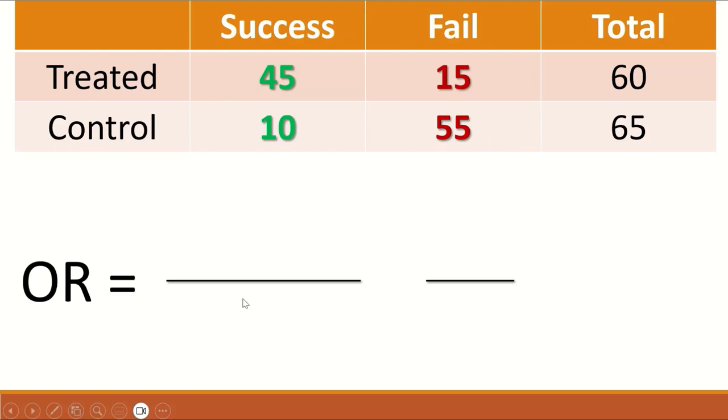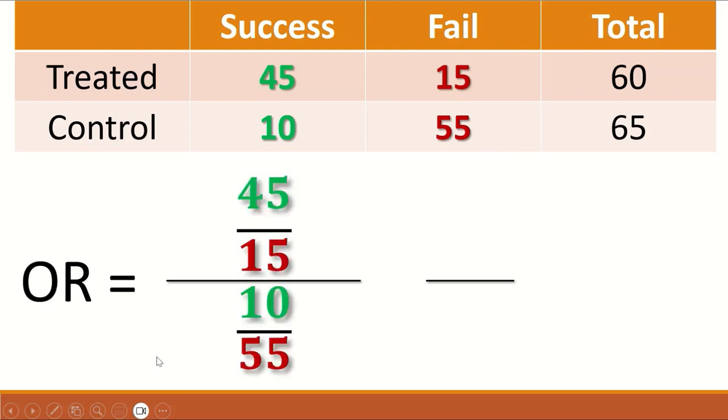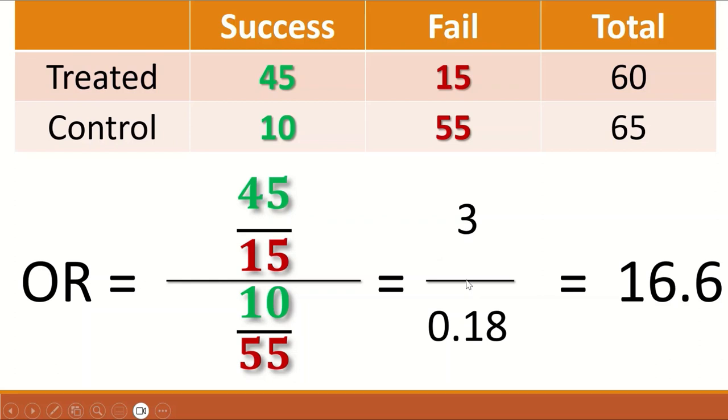To calculate the odds ratio, we divide the odds for the treated or the exposed by the odds for the unexposed or the control, as shown here: 45 divided by 15, and then that's divided by 10 over 55. This gives us the value of 16.6. So the odds ratio for this treatment is equal to 16.6.